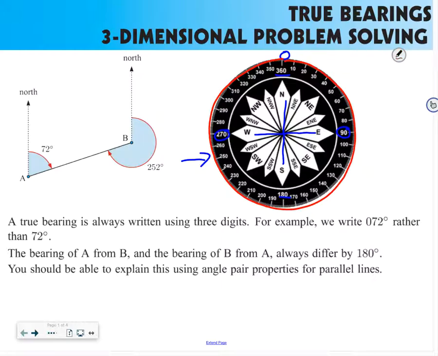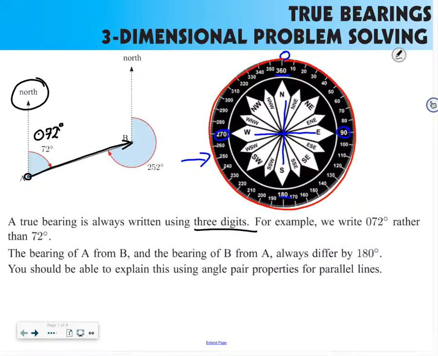Okay, so if we're looking at a bearing problem, typically we're going to redraw our compass and our axes at each point, and often we do that with dotted lines. And again, north is always going to be on the top of our paper. We always write bearings with 3 digits. So instead of 72 degrees, we write it as 072 degrees. And that would be the bearing from A to B.